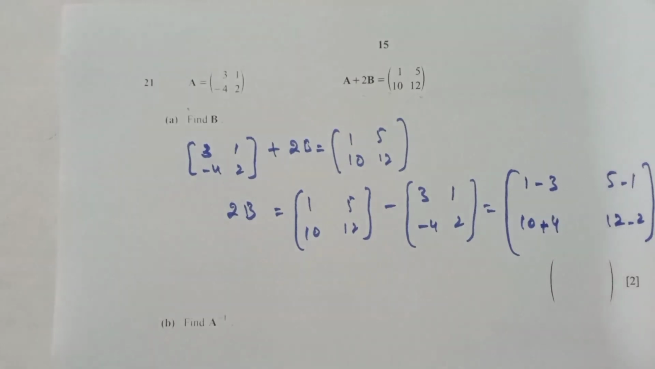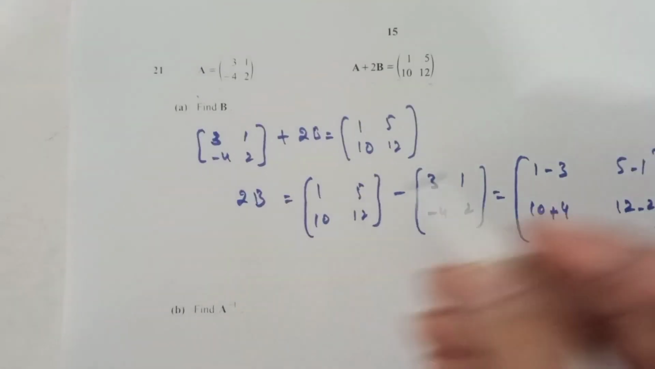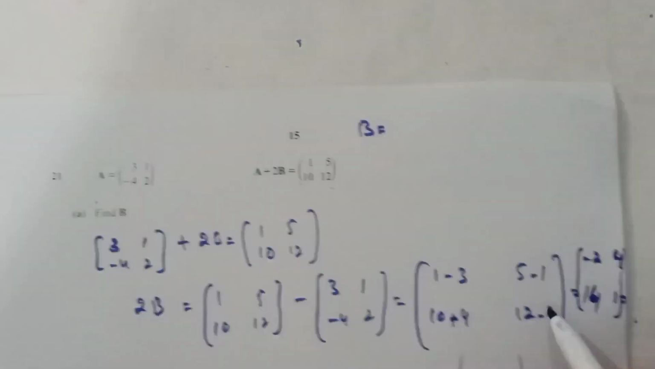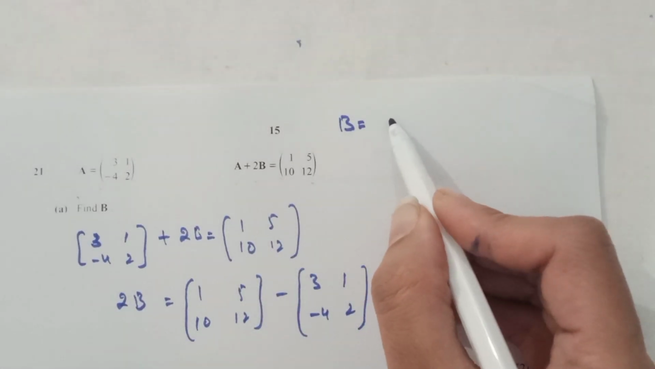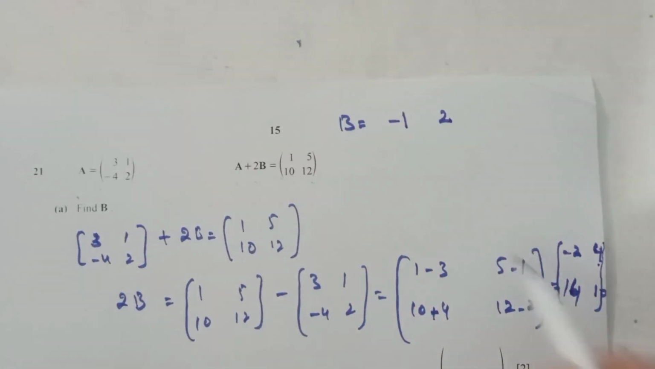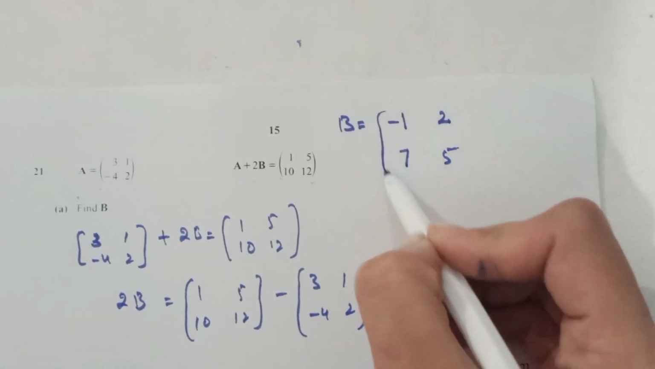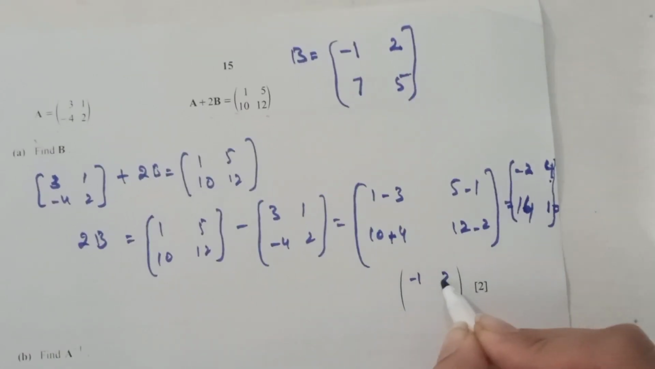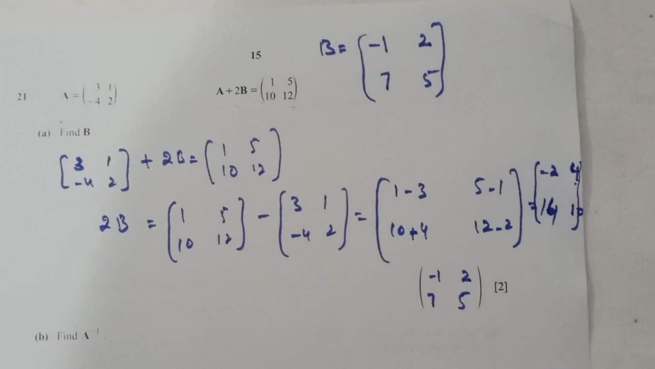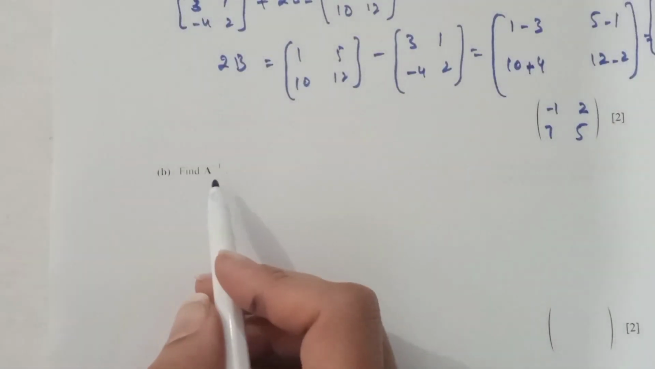And there comes minus 2, and 5 minus 1 is 4, and 14. 4 plus 10 we get 14, and 12 minus 2 we get 10. That is equal to 2B. To get B, we have to divide by 2. When we divide by 2, we get minus 1, 4 divided by 2 we get 2, 14 divided by 2 we get 7, and 10 divided by 2 we get 5, and that is the value of B. We write it as minus 1, 2, 7, and 5. Now students, this part A is solved. In part B, we have to find the A inverse.